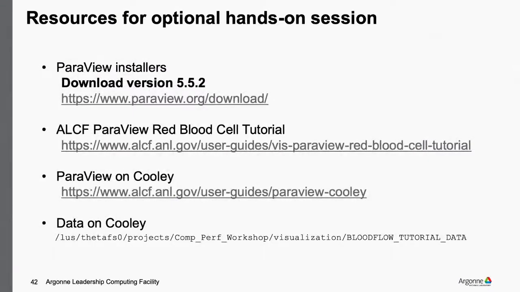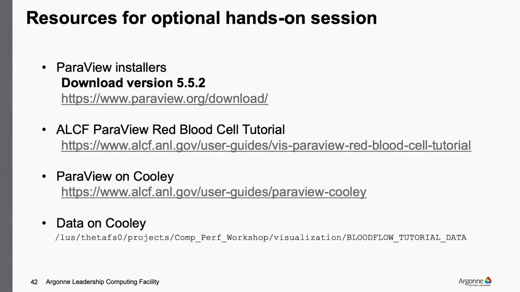And if you're interested in doing hands-on later today or at a different date, here are some additional resources, right? We'll ask you to download ParaView 5.5.2 because that's the one that we already have in production on Beta and Cooley. And there's a tutorial here that Joe wrote, available here at ALCF, for the red blood cells. It guides you step by step on how to visualize that kind of data. There's a guide on how to use ParaView on Cooley, and that mostly applies to the data as well.